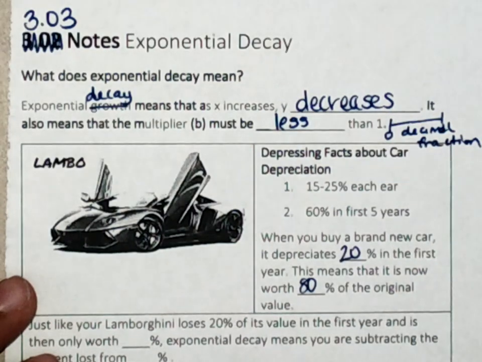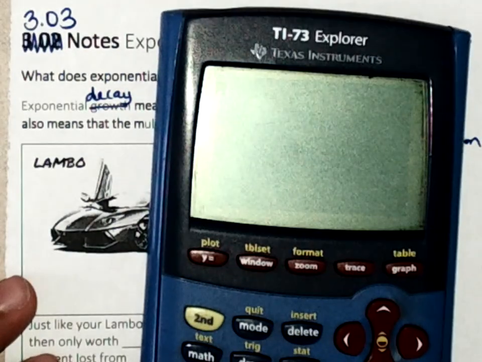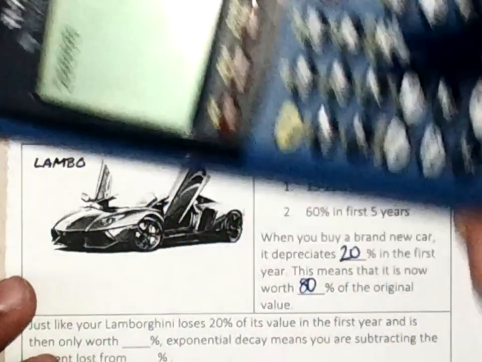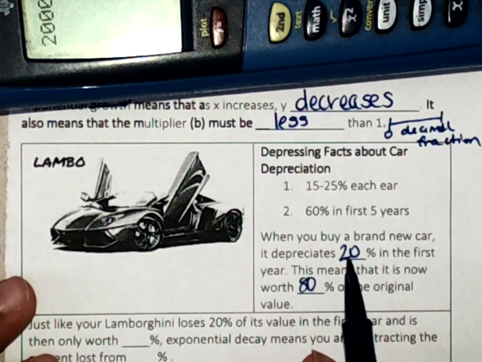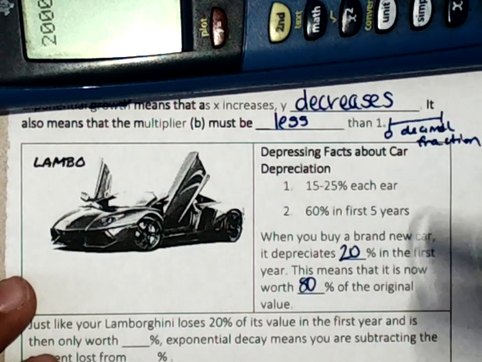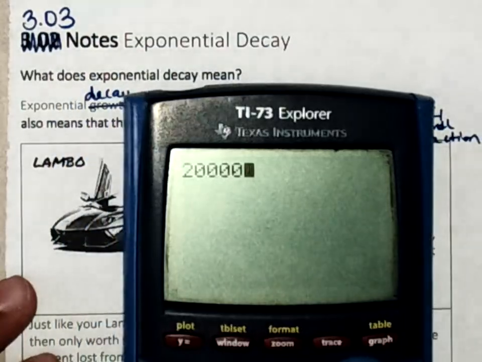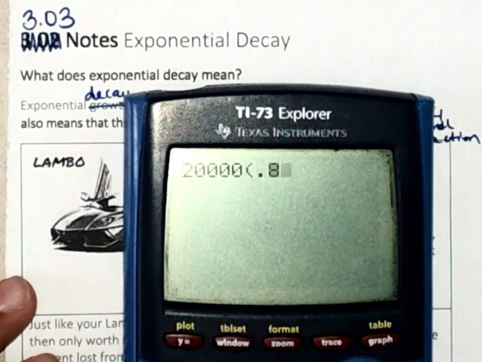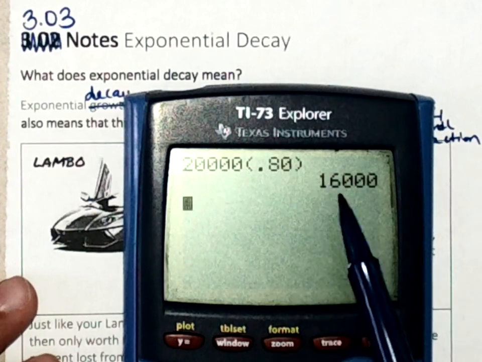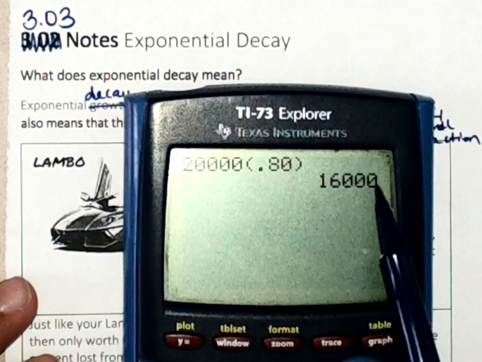So let's say I bought a car for $20,000. I want to know what is the value after 1 year has passed. Well, if 1 year has passed, it has gone down 20%. That means that it is now worth 80%. So you can think about that in one of two ways. You can multiply by 80%, which is 0.8 once you convert it to a decimal. Your car is worth $16,000 now. It lost $4,000 in value.